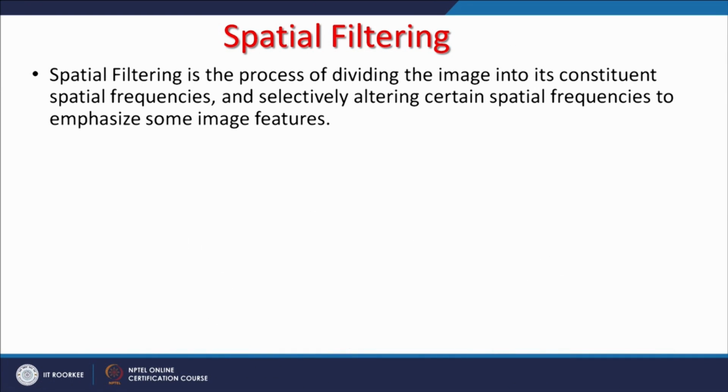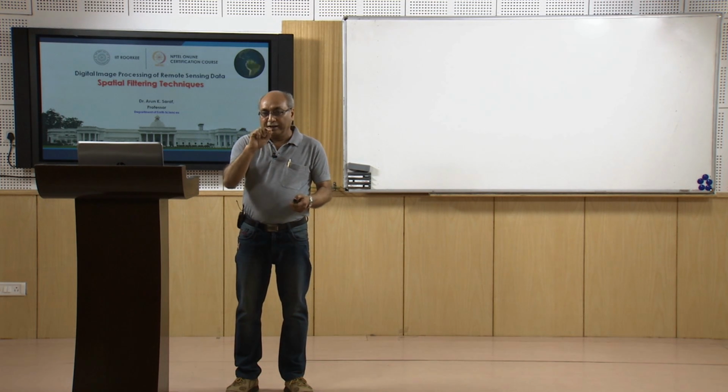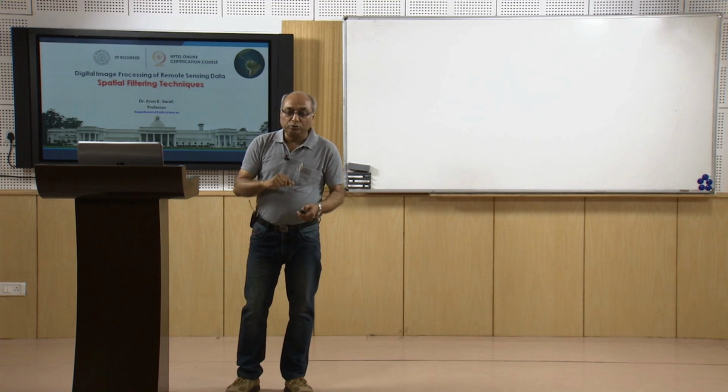Now in filtering, what we do basically, if we consider a 3x3 filter, is that it is moved throughout the image, and for the center pixel a new value is created and assigned. That value will depend on the weights we assign to the spatial filter.